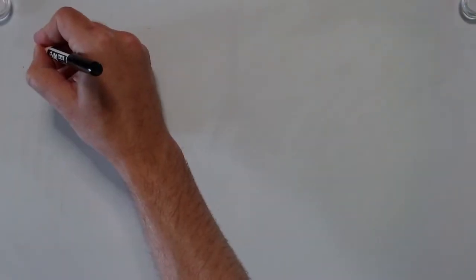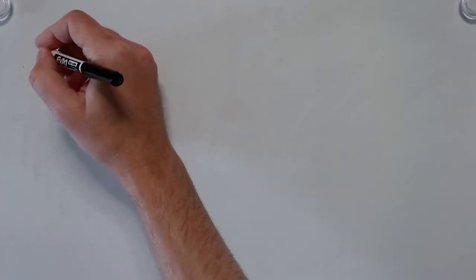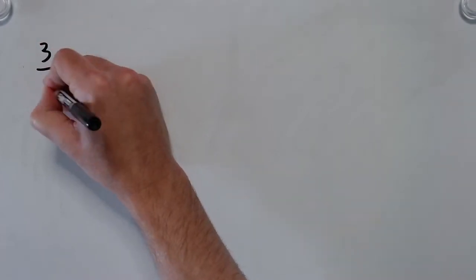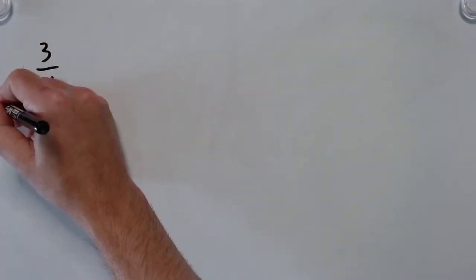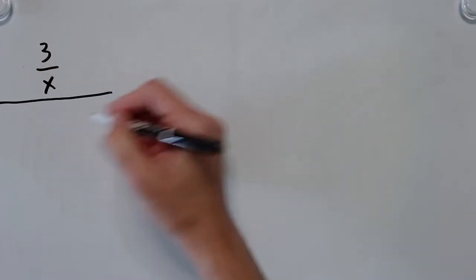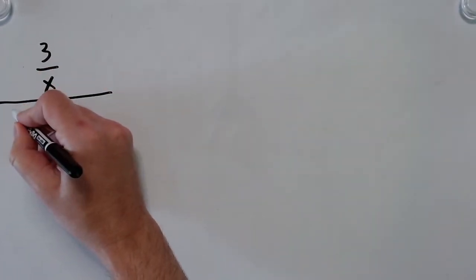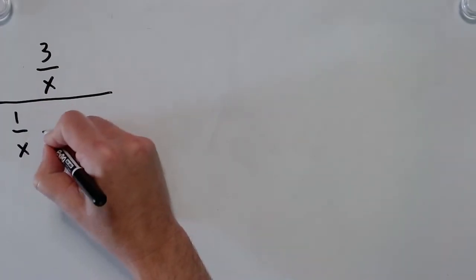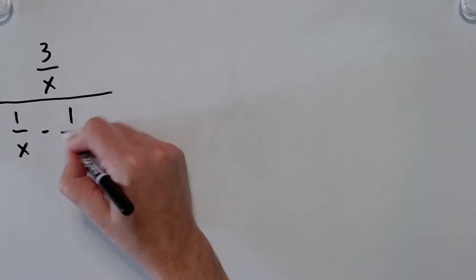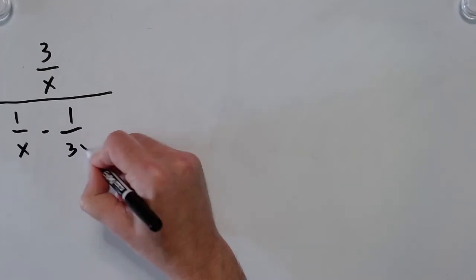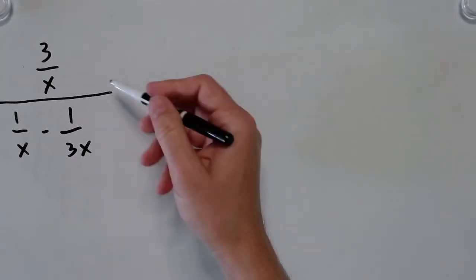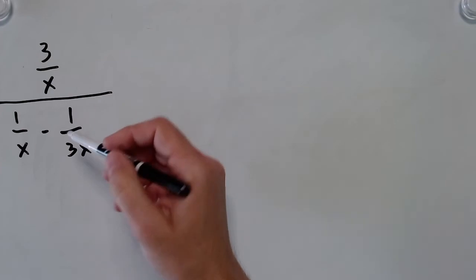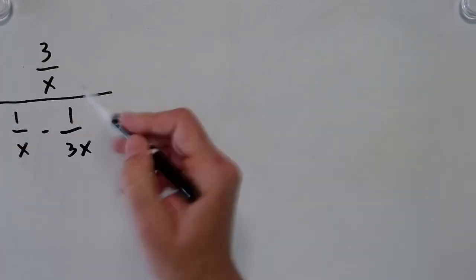Alright, we're going to try to squeeze this in as friendly as possible. We have 3 over x all over 1 over x minus 1 over 3x. Okay, dividing or multiplying by reciprocal, it would be 1 over this entire mess. So we can't do that one.